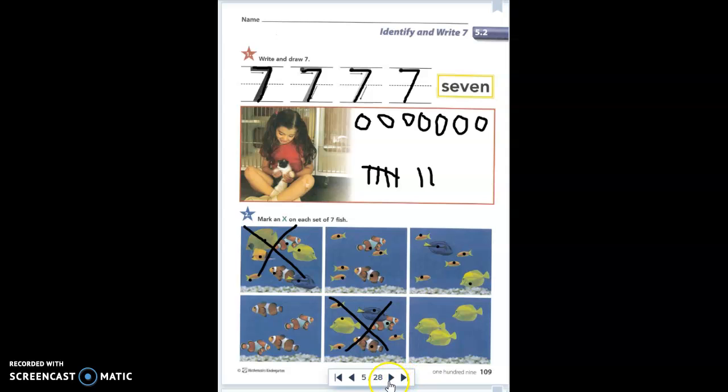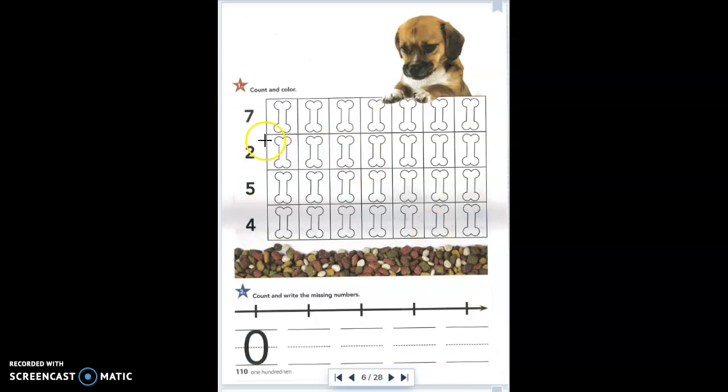Okay, let's turn over our page and continue our work. So for this first thing that we need to do, they've given us a number, and I need to color in the bones so that it matches the number they've given me. So for the first one, I have a number 7, so I need to color in 7 bones. 1, 2, 3, 4, 5, 6, and 7. Okay, just to make it easier on my eyes, I'm going to switch colors.